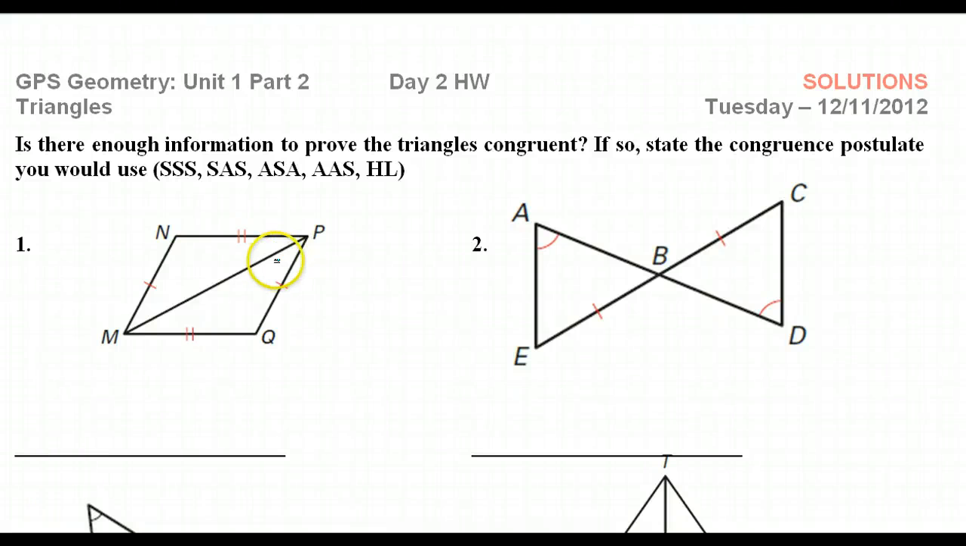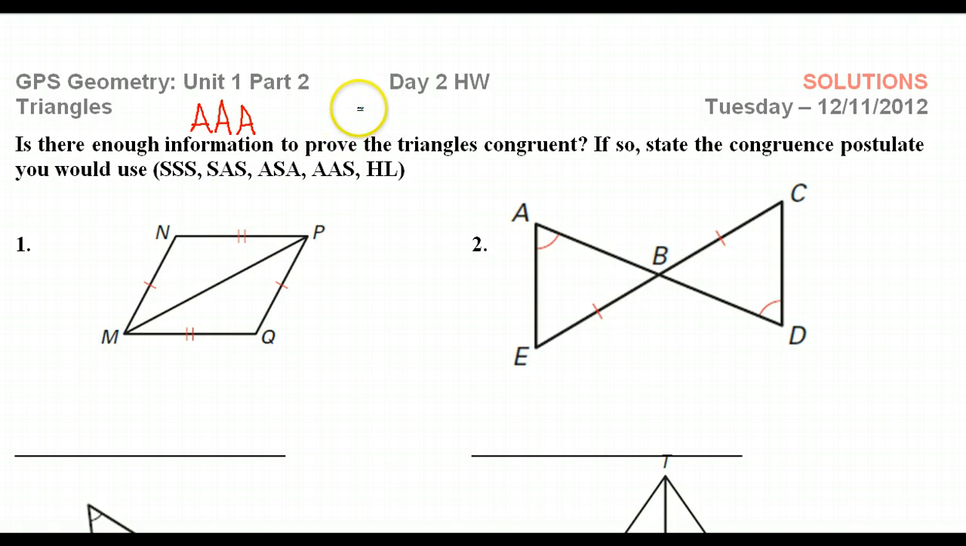Alright, this lesson is just a quick review about how we prove that triangles are congruent using these postulates: side, side, side; side, angle, side; angle, side, angle; angle, angle, side; or hypotenuse, leg. It's worth focusing on the fact that there are two combinations that definitely do not work in terms of proving triangles are congruent. If we have an angle, angle, angle situation, that will not prove that two triangles are congruent.